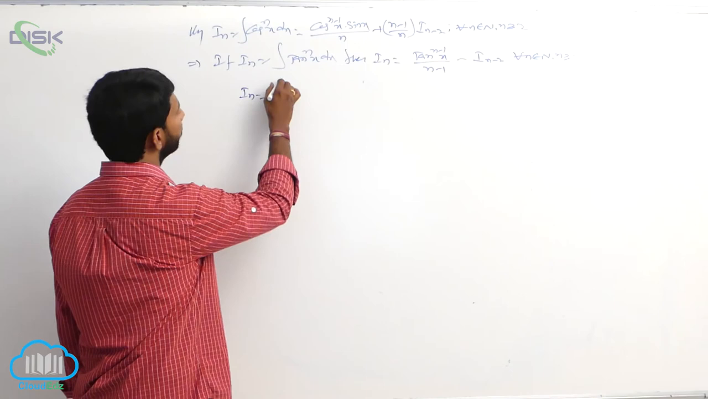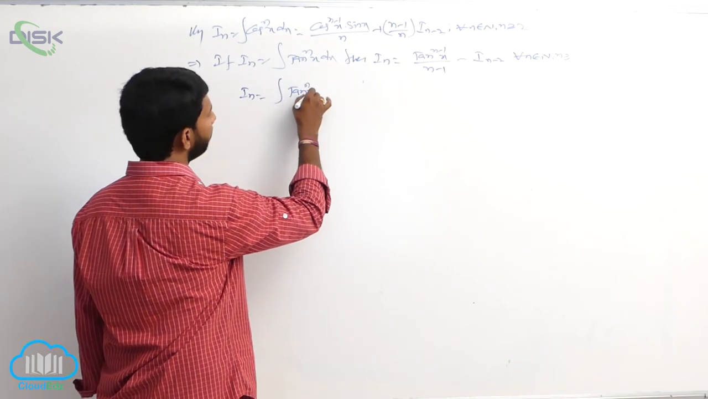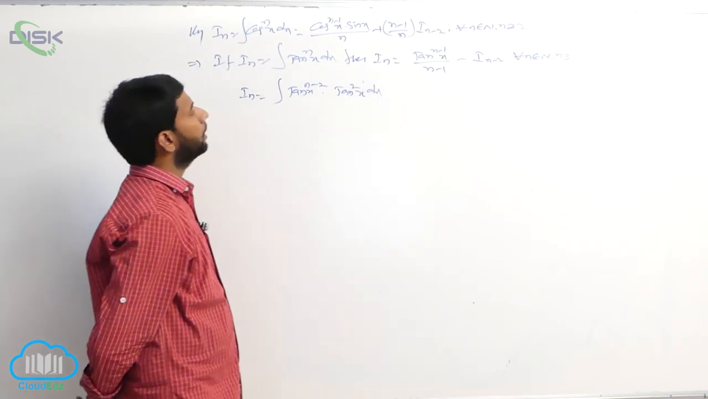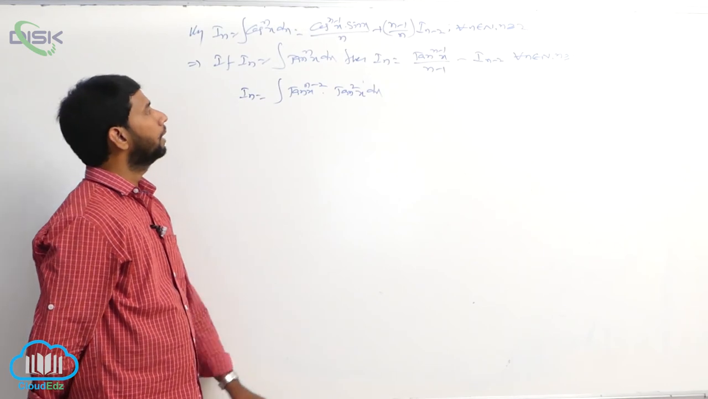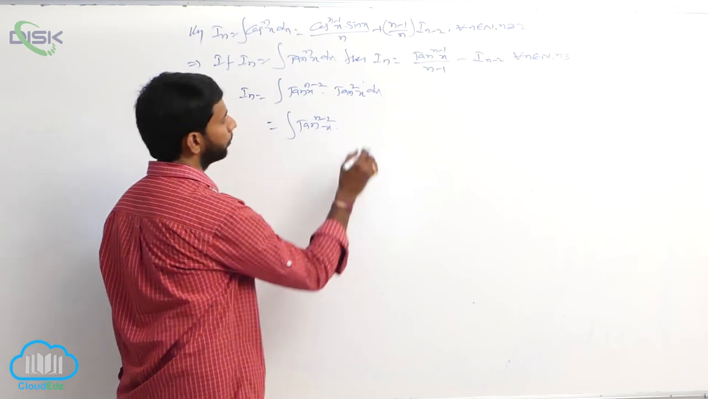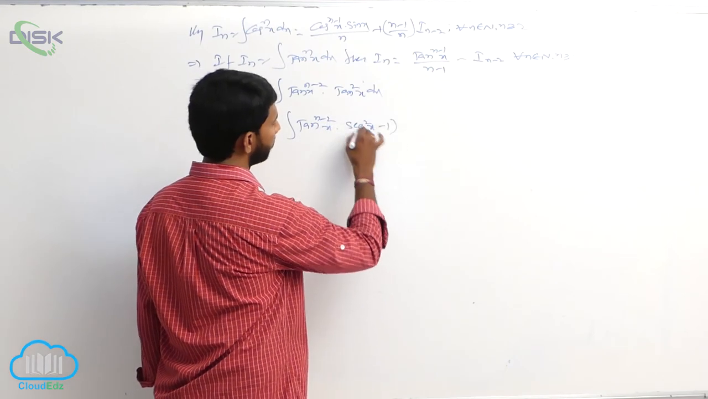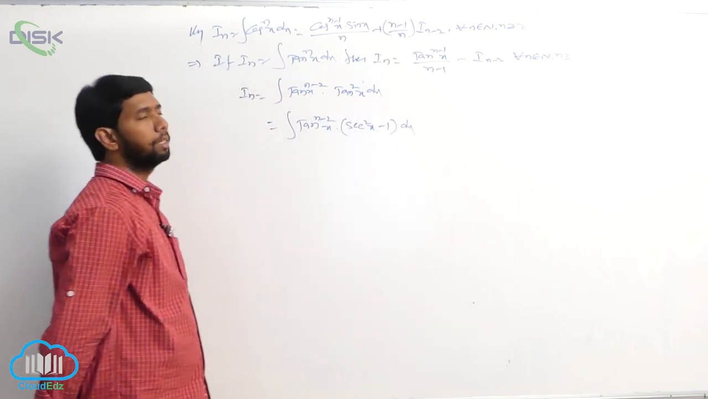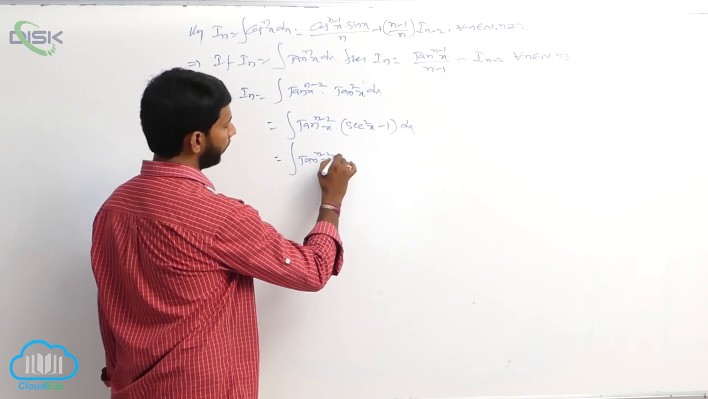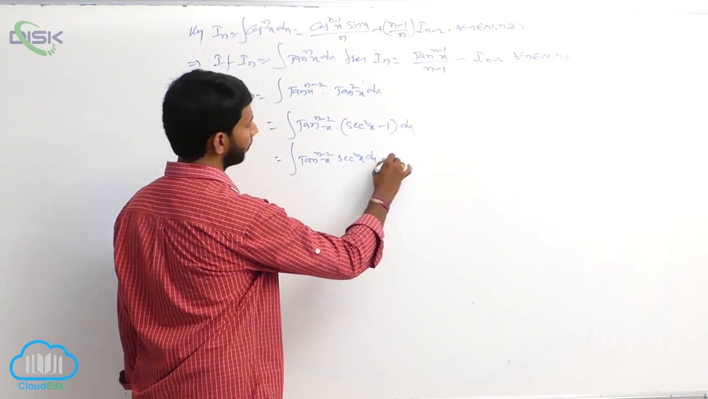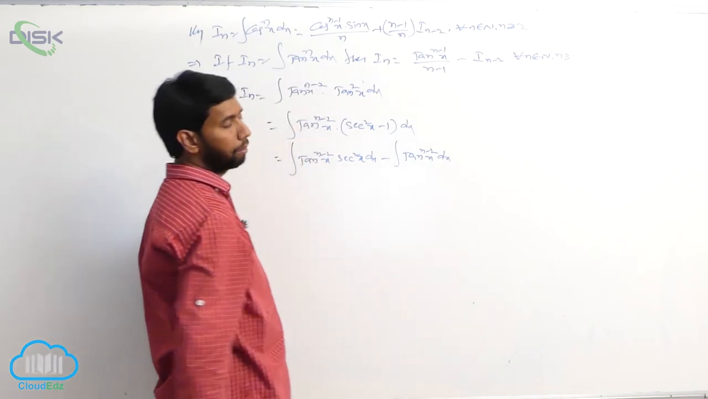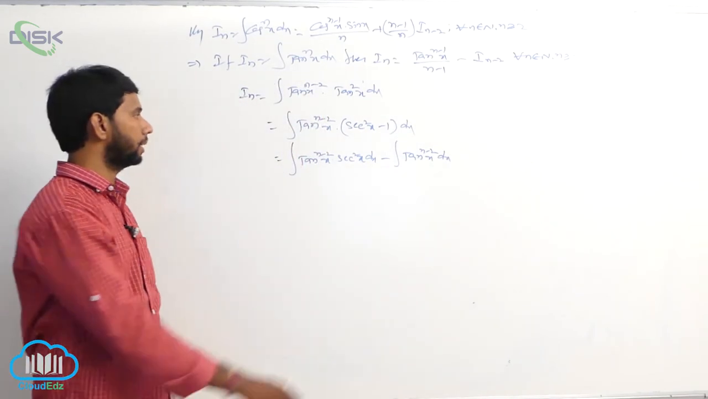Therefore, I_n is equal to the integral of tan^n x, which can be written as tan^(n-2)x into tan^2 x dx. Here tan^2 x can be converted into secant square x: tan^(n-2)x into tan^2 x can be written as tan^(n-2)x into (sec^2 x minus 1) dx. That is, the integral of tan^(n-2)x sec^2 x dx minus the integral of tan^(n-2)x dx.